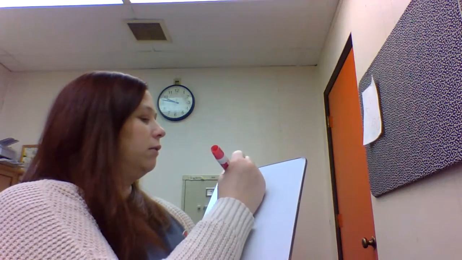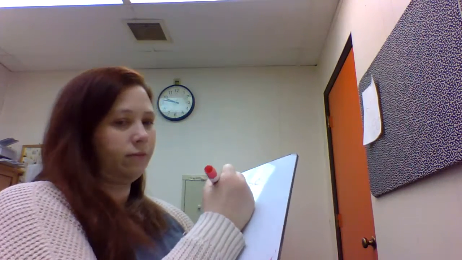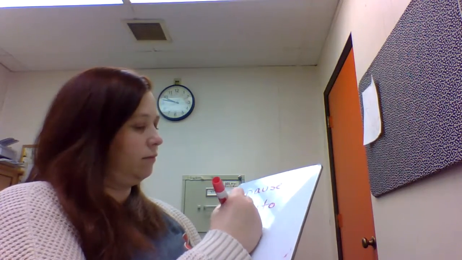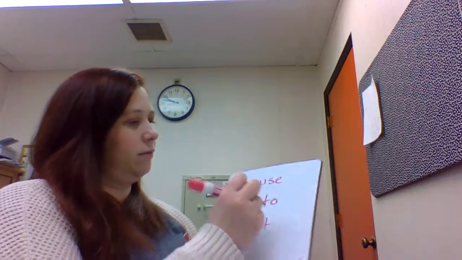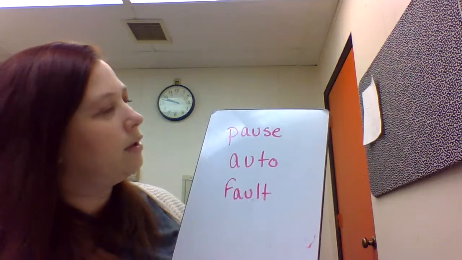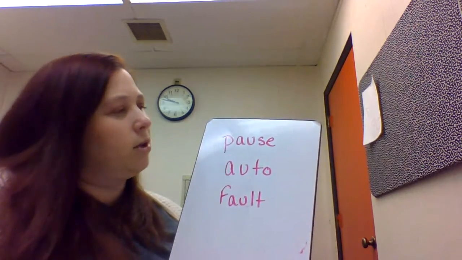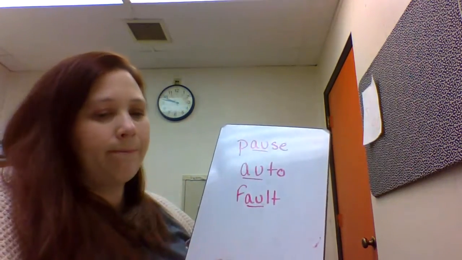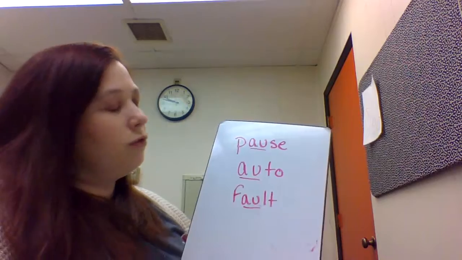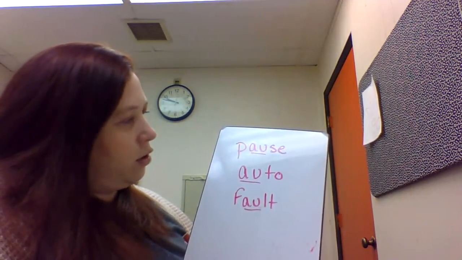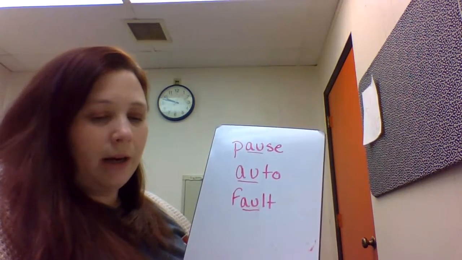All right, our new digraph. Let's look at these words. We have pause, auto, and fault. It's making that aw sound in the middle. Do you see what two letters? Aw. It's AU. This is our new digraph, AU. And when we code a digraph, we underline it, so that's why I underlined there.